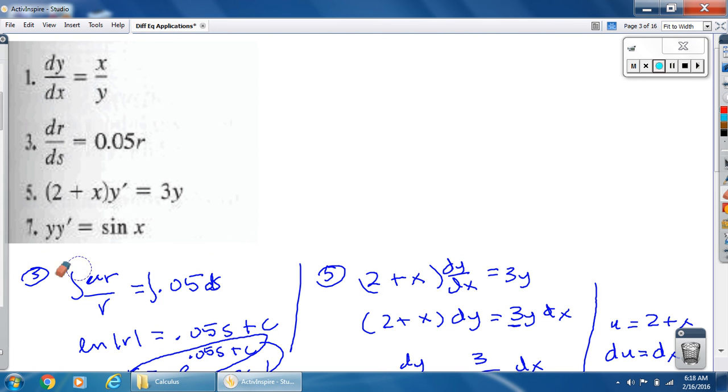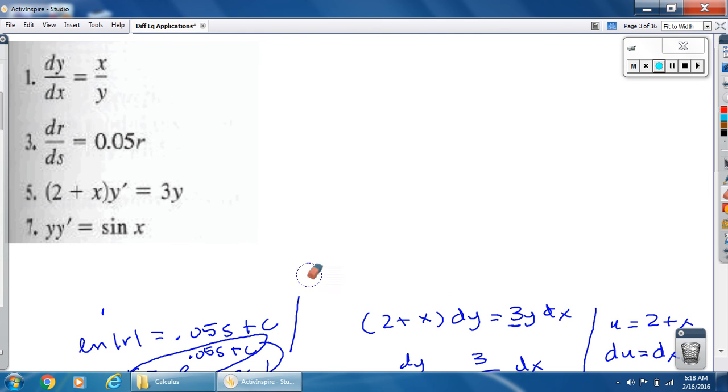And after this, I'm going to let you look at some of the application problems that you did as well to see how you're doing with those on the differential equations.